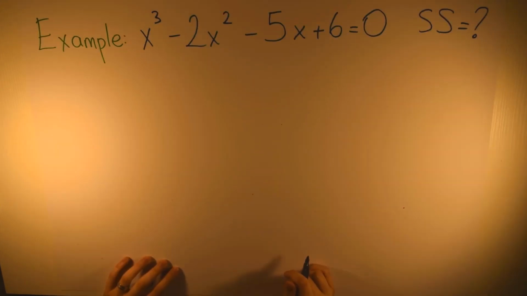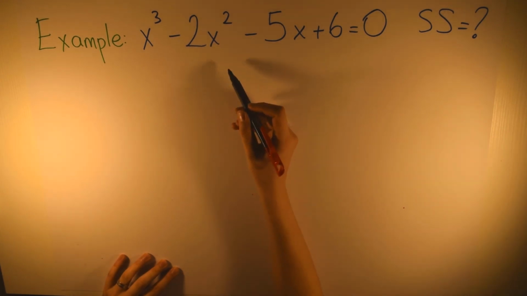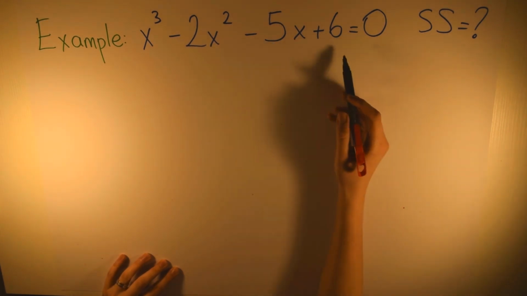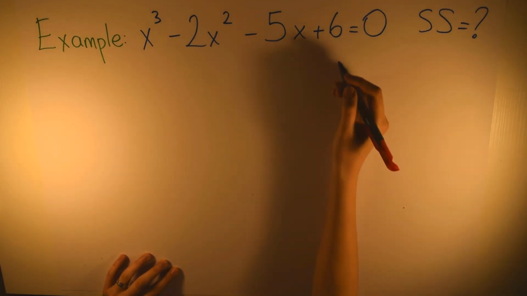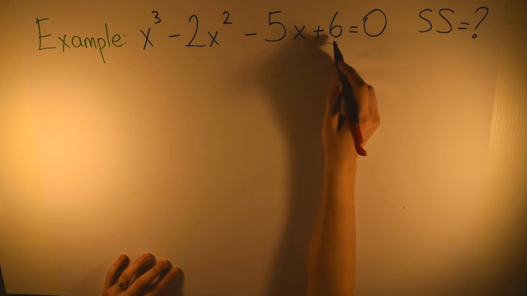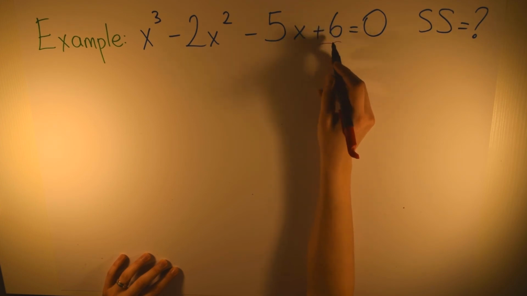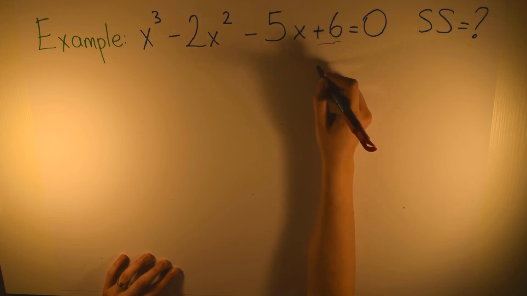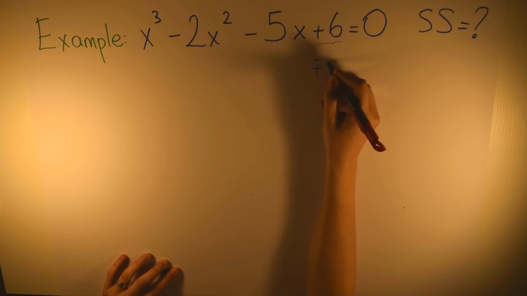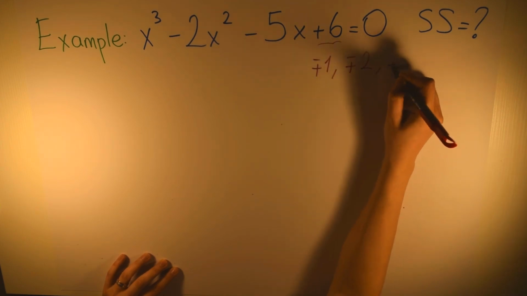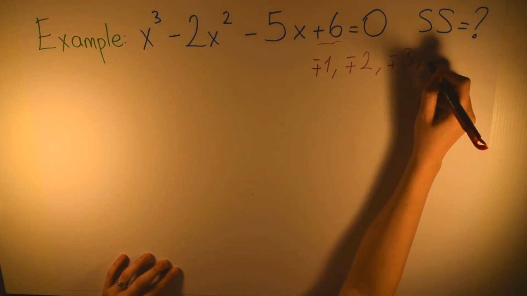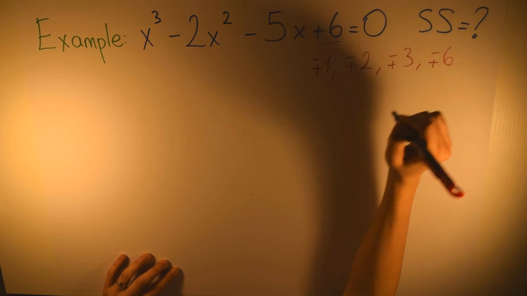In this example, we have x cubed minus 2x squared minus 5x plus 6 is equal to 0, and the solution set is asked. So we will do the same thing. Let's factor this. So plus 6, what can be the factors of plus 6? It can be plus minus 1, plus minus 2, plus minus 3, and plus minus 6, right?